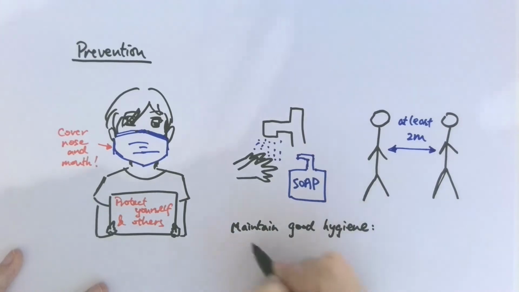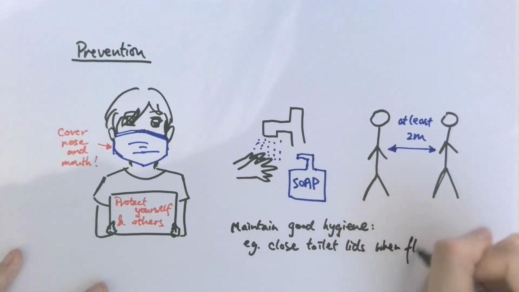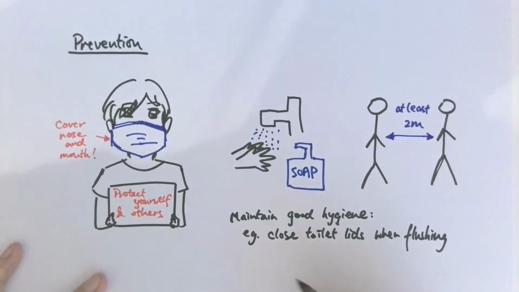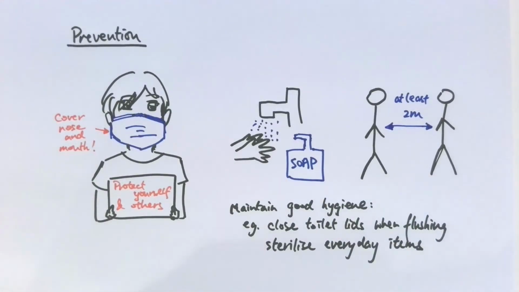Putting down the toilet lid before flushing can prevent the virus from being propagated around the toilet along with your excretion particles. Sterilize your everyday items wherever possible, such as your mobile phone. This can be done easily by taking the phone case out and washing it with soap and warm water and wiping the screen and the buttons using an alcohol wipe.